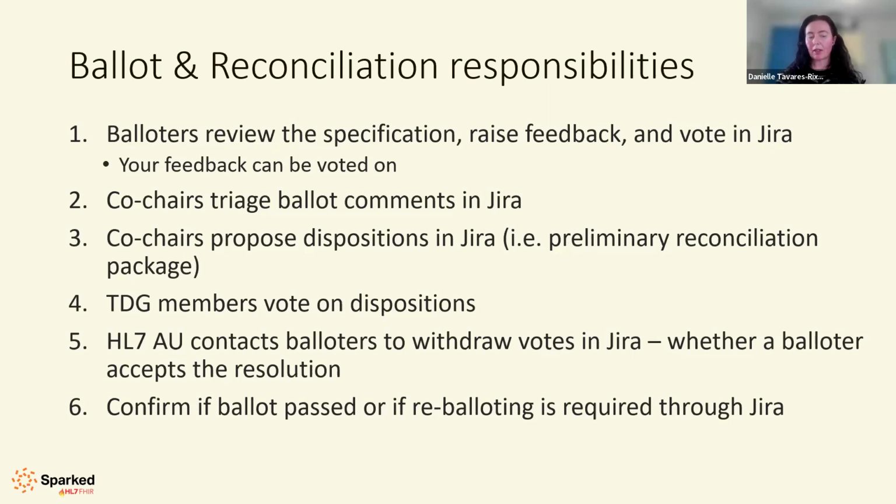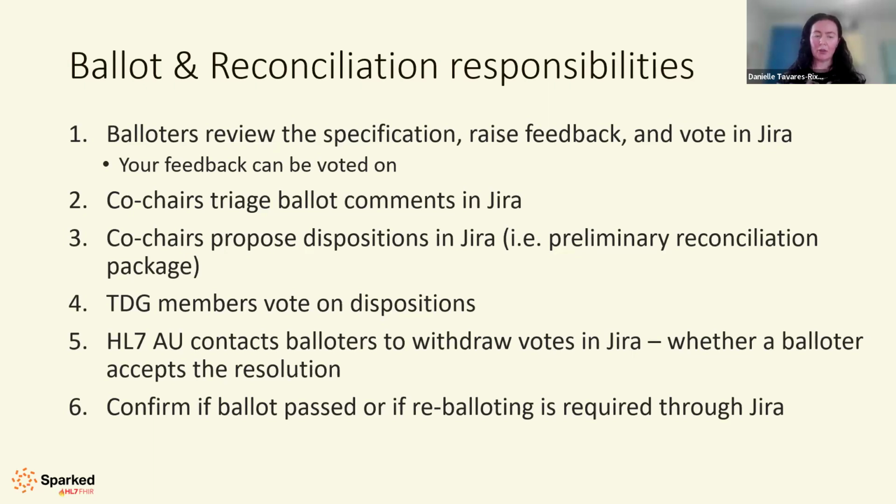And that essentially brings us to reconciliation. Once we've made a decision, once we've voted on all the items on whether or not a change is going to be made in AU Core R1, or whether we're saying, no, that's actually a backlog item, or in fact, we don't think a change should be made, at the end of that, that's reconciliation complete. And HL7 Australia will contact the balloters to go through a process called withdrawing votes in JIRA.